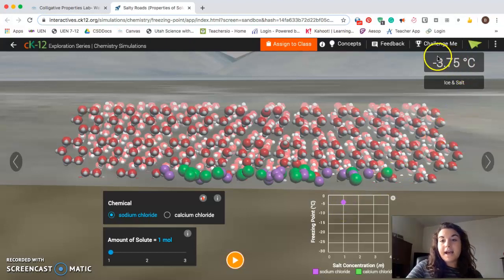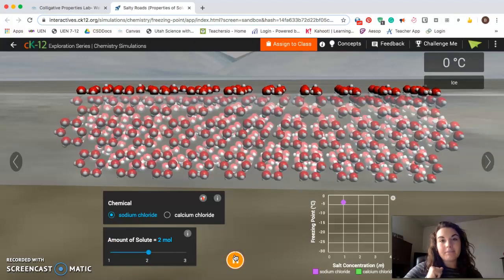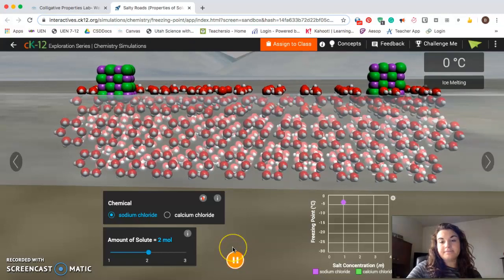Now this tells us that if I put 1 mole of sodium chloride, the water will need to be negative 3.75 degrees Celsius in order to freeze. So the water will need to be even colder than 0 to freeze. We are going to run this again, but add 2 moles of sodium chloride and do the same thing. And then you're going to do it again for 3 moles. Remember, don't stop it too early. Let it run its entire simulation.